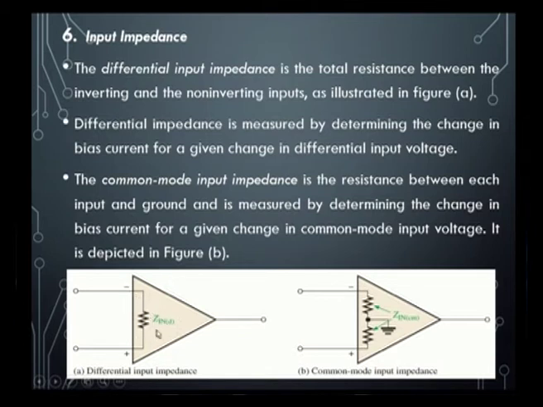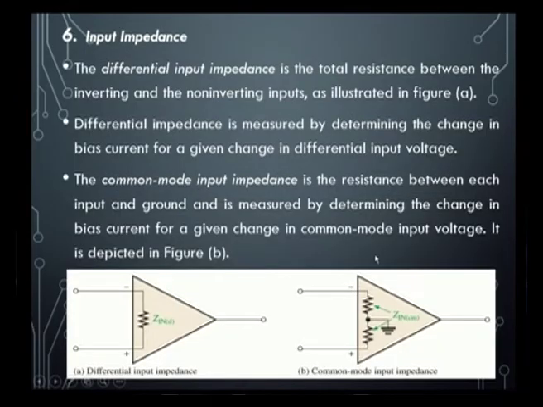The common mode input impedance is the resistance between each input and ground, and it is measured by determining the change in the bias current for a given change in the common mode input voltage. So, for the common mode input impedance, there will be a ground point between the two impedances. This can be measured with the bias current for a change in the common mode voltage.